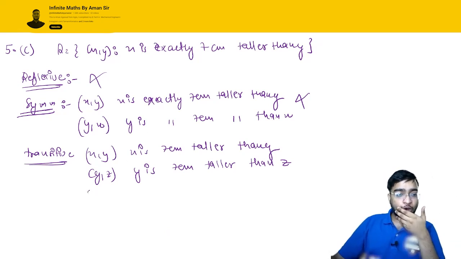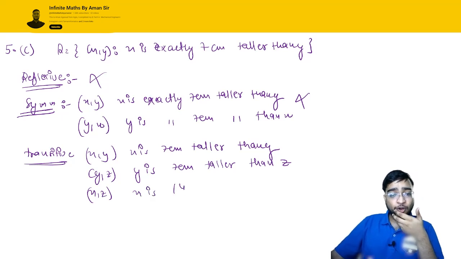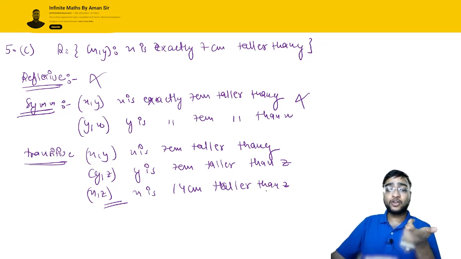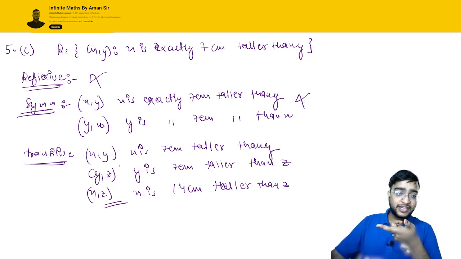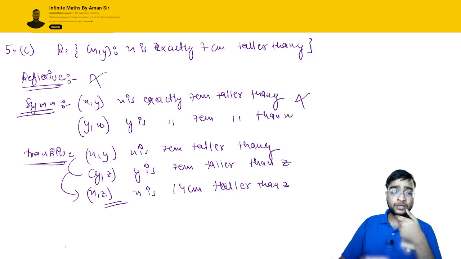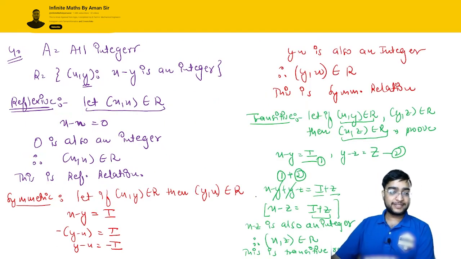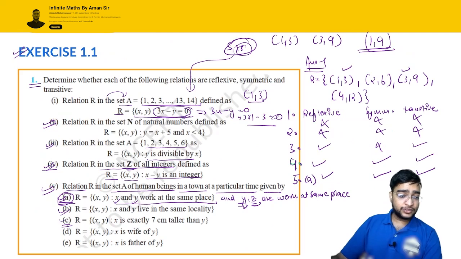Okay sir, so for x comma z, x is 14 centimeters taller than y, and y is taller than z here. Is this condition true? You can say no sir. For this transitive condition, there must be x is 7 meters taller than z. So is this transitive? You can say no. So this relation is not reflexive, not symmetric, not transitive. Let's see the C condition here.